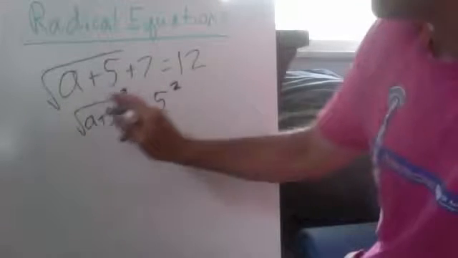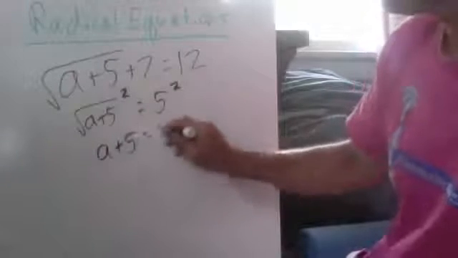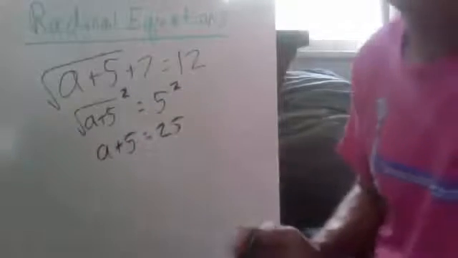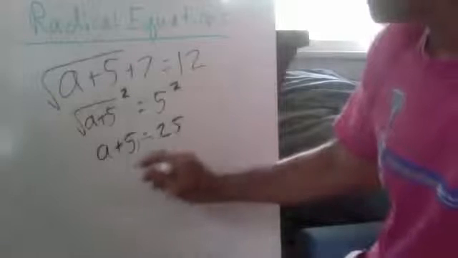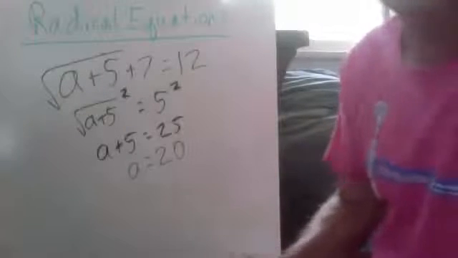So that takes this away. You're left with a plus 5 equals 25. Take the 5 away, a equals 20. Do you see how that worked?